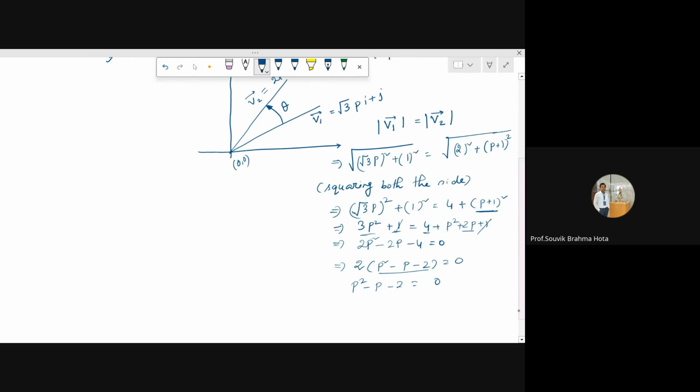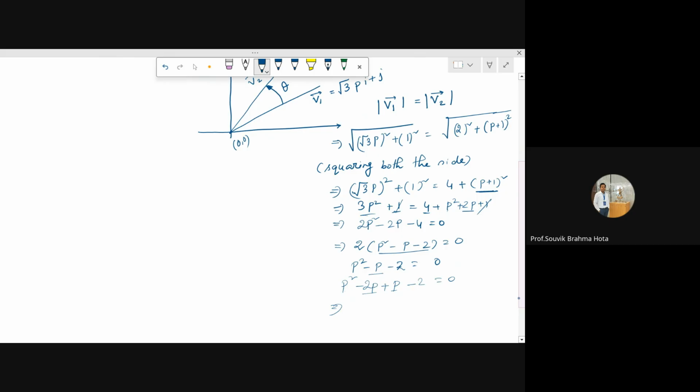Now once you make it 0, what you should do is factorization. Two ones are 2, so you can write p square minus 2p plus p. Minus 2p plus p is nothing but minus p, so it is correct. Minus 2 is equal to 0.